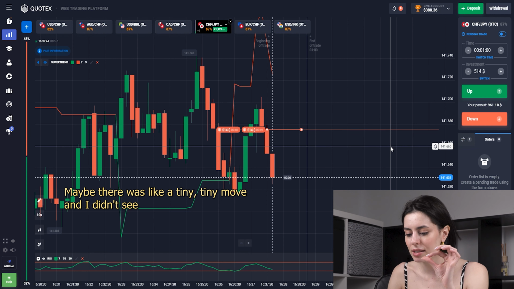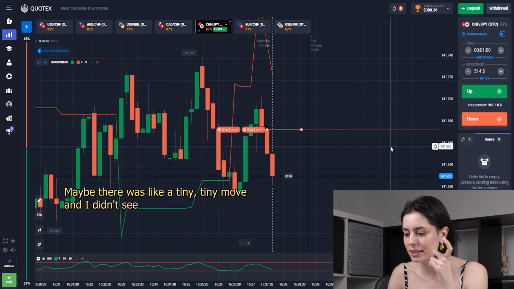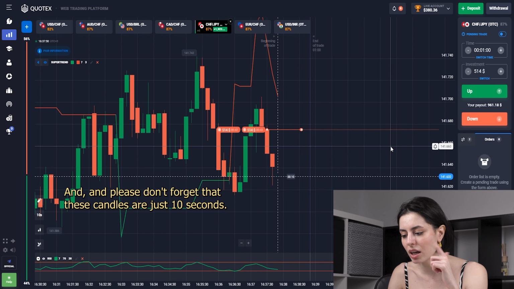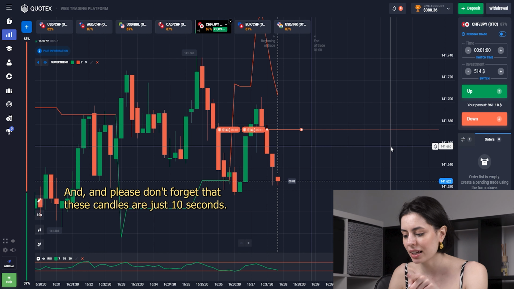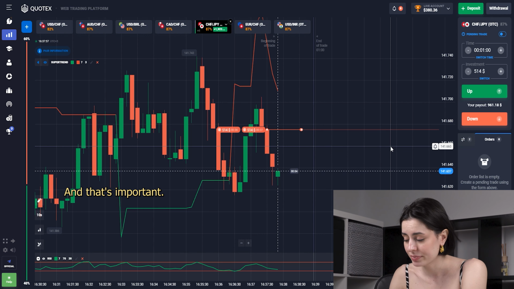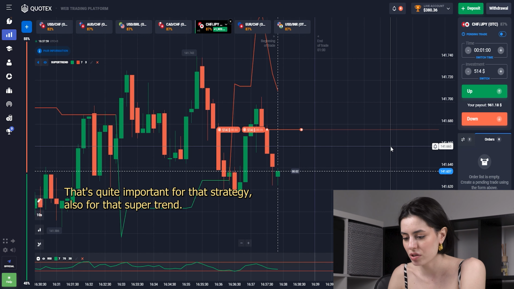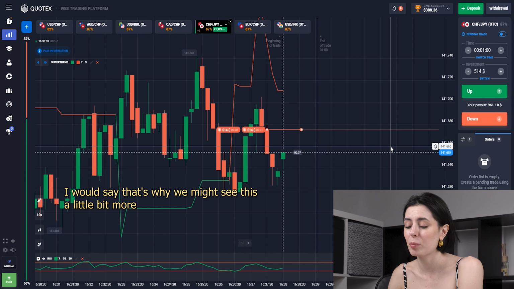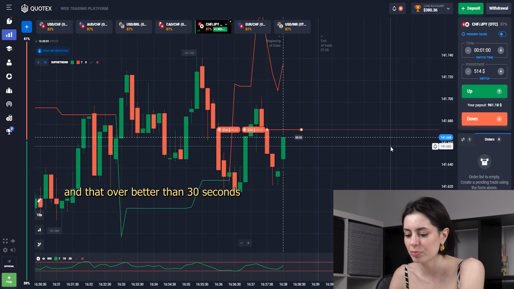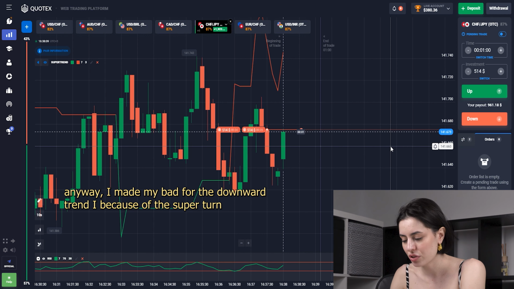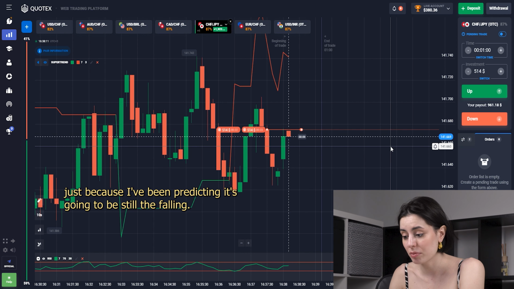Maybe there was a tiny movement that I couldn't actually catch because the candles were still playing. And please don't forget that these candles are just 10 seconds, and that's important. That's quite important for this strategy, also for the super trend. And I would say that's why we may see the super trend a little bit better than on the 30 seconds.